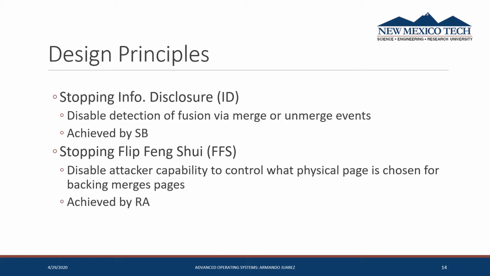So with respect to design principles, they have described how they would stop information disclosure, ID, and how they would stop flip feng shui in a general sense, without yet respect to their implementation of page fusion. So for stopping information disclosure, they would first start by disabling detection of fusion via merge or unmerge events. And this is achieved by SB, that was described earlier, same behavior. For stopping flip feng shui, they need to disable the attacker's capability to control what physical page is chosen for backing merge pages. And this is done by RA, or randomized allocation.